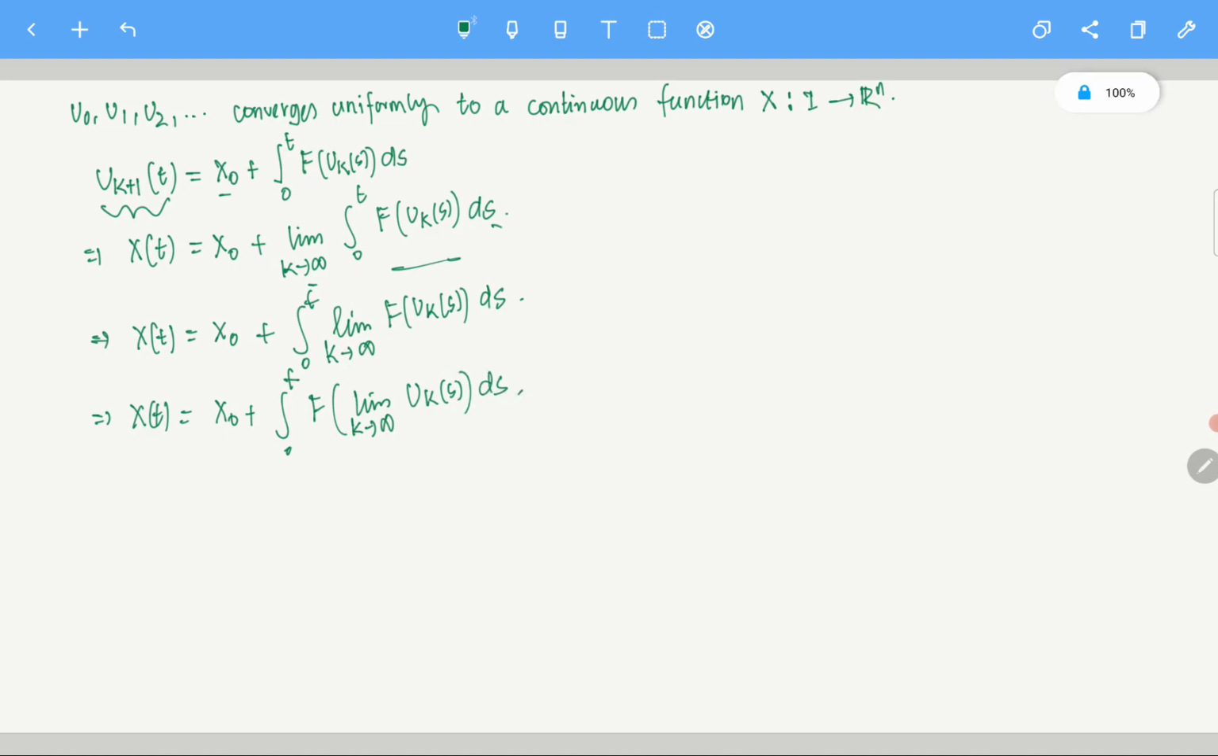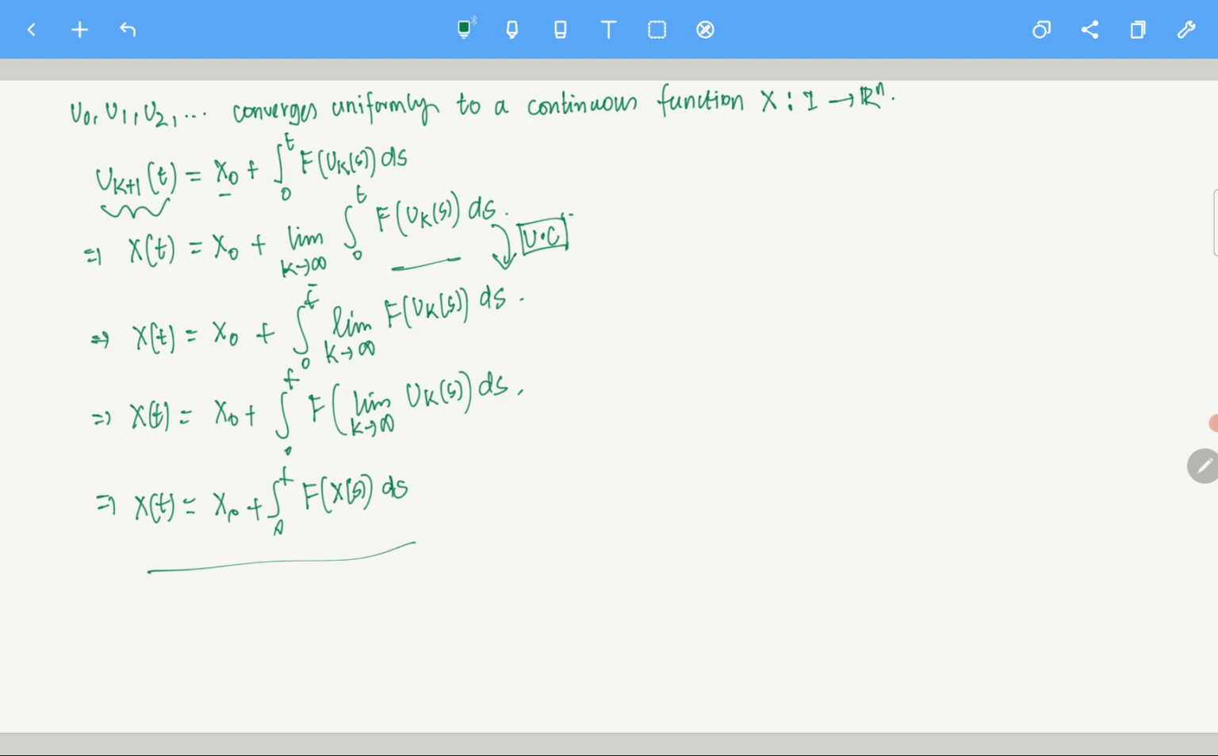The first time, from here to here, how can I take the limit inside? I am using uniform convergence. If you remember the last video, we used uniform convergence to take the limit inside. Now the limit is inside the integral, and I have to take the limit again inside f. How do I do that? f is continuous, so I can take that. What do I get? x of t is given by x naught plus the integral from 0 to t of capital F of x of s ds. Of course this is not a solution, but this is an explicit form of a solution.